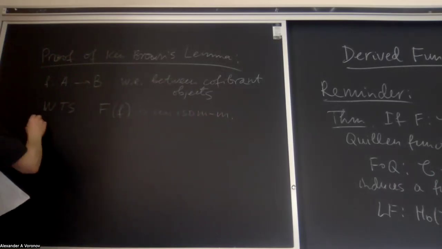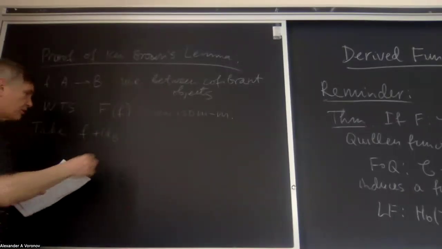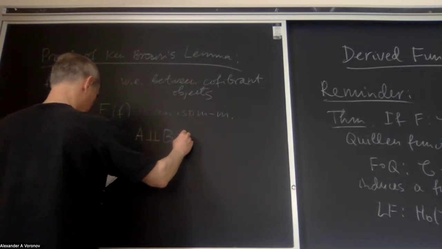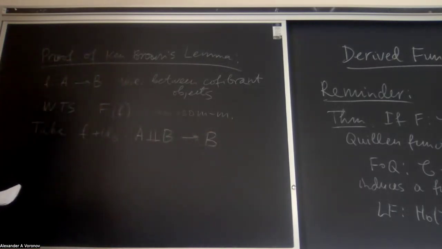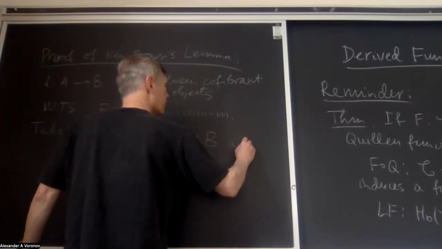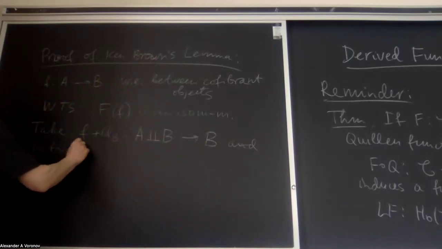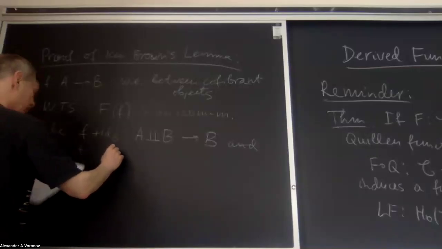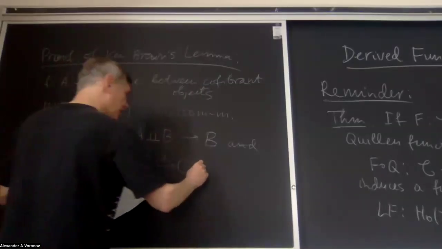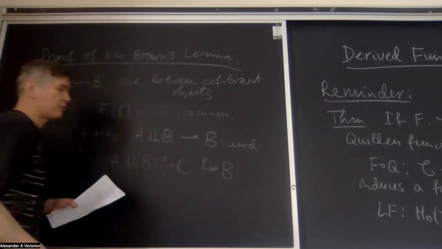So we'll take the sum of f plus the identity on B, and consider this as a morphism from A coproduct B to B. And then we factor it by using the factorization axiom of model categories, into a composition of a cofibration, call it j, from A coproduct B to C, and a fibration and acyclic fibration p from C to B.